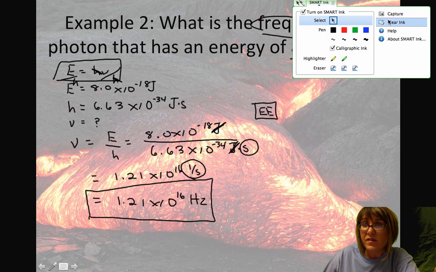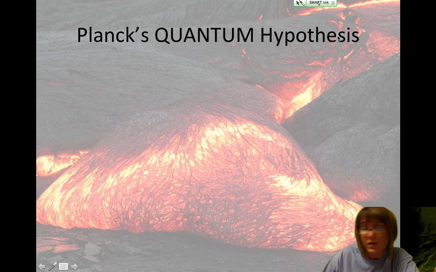So what did all of this mean? We know how to solve the problems. That's not the hard part. The hard part is, like, what does quantum mean anyway?